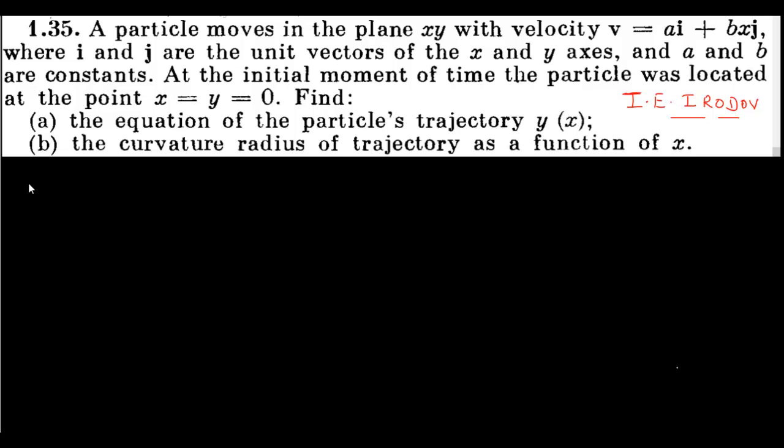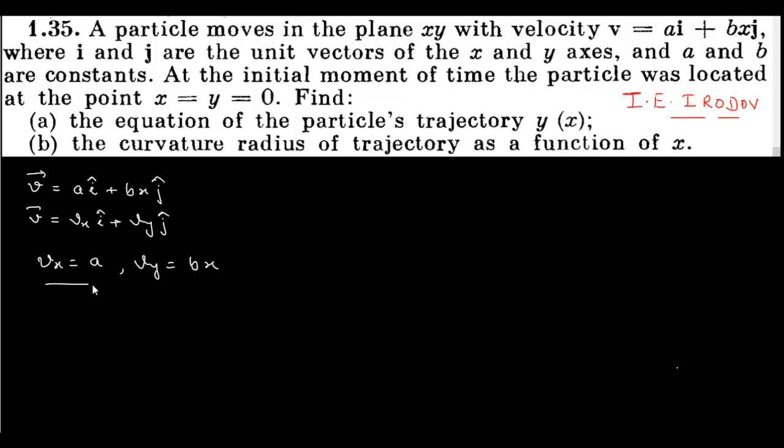So you are given v equal to a i cap plus b x j cap. If you compare this equation with vx i cap plus vy j cap, we have the x component of velocity vx as a and the y component as bx. So along the x-axis velocity is constant, but along the y-axis velocity is changing.